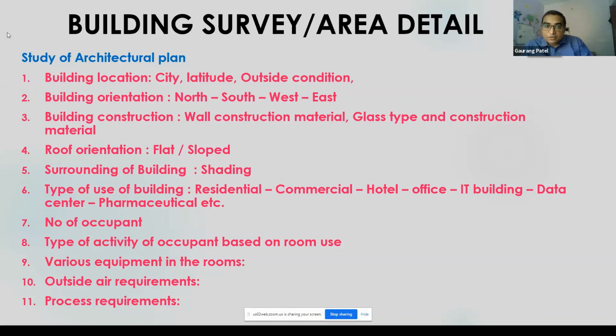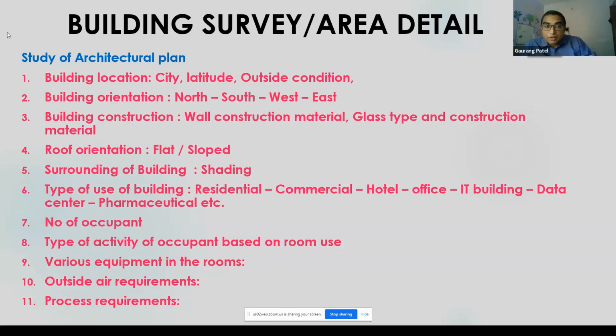Then building construction: the wall construction material, glass type, and construction material, because that has an impact on your U value. Then roof orientation, whether they have a flat roof or sloped roof. Based on that, there will be an impact on how much heat will penetrate through your roof.